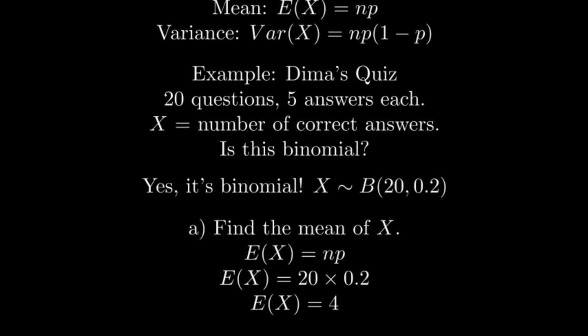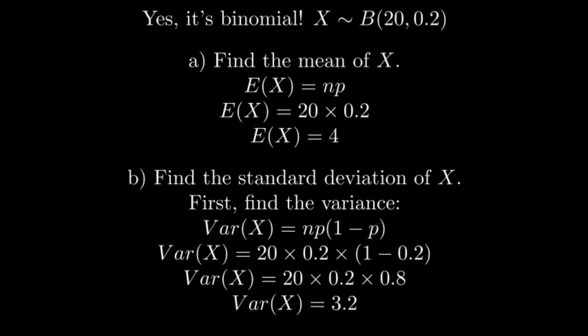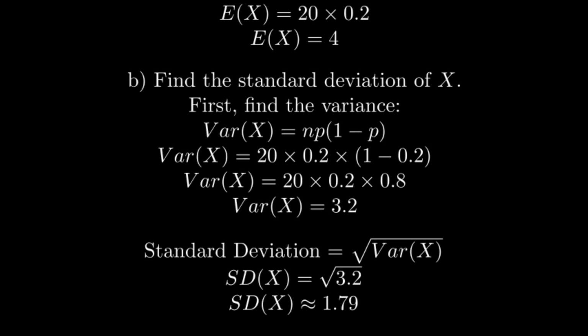Next, let's find the standard deviation of X. To do that, we first need to find the variance. The variance is n times p times (1 minus p). That's 20 times 0.2 times 0.8. This gives us a variance of 3.2. The standard deviation is simply the square root of the variance. So the standard deviation is the square root of 3.2, which is approximately 1.79.